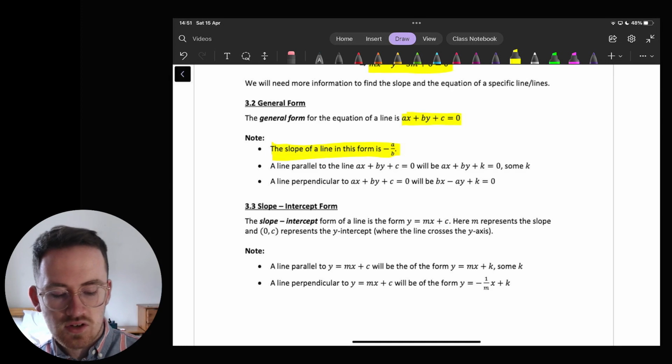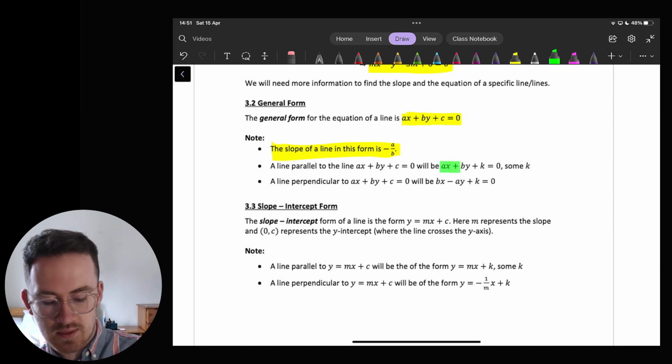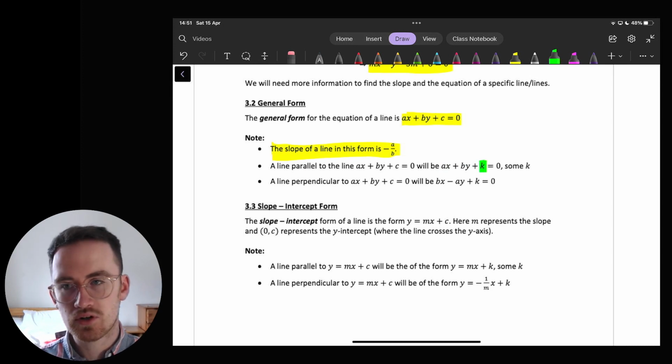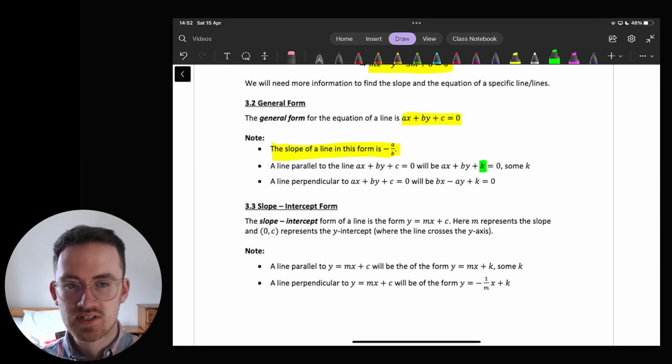If we're asked for a line parallel to a line like this one, ax plus by plus c, then it would be ax plus by plus k. The only bit that's different is the last number, of course. That would be your intercept type one. So a and b relate to the slope. If they're parallel, they'll have the same slope, so the ax and the by part will be the same. The only part that will be different is the last part.